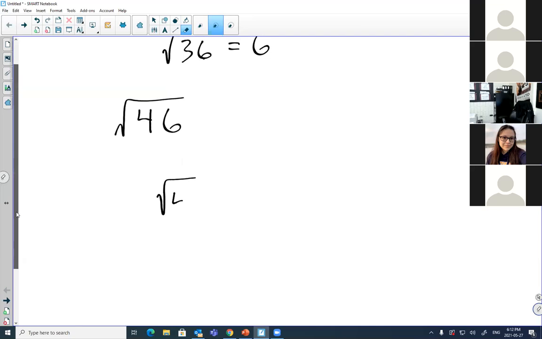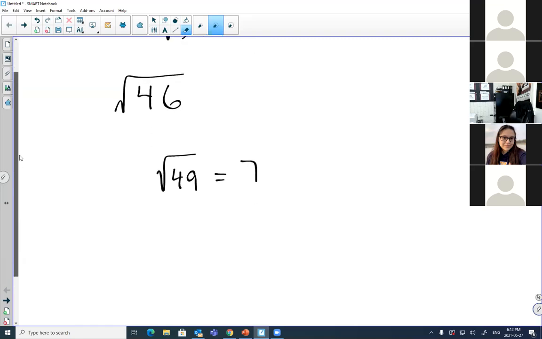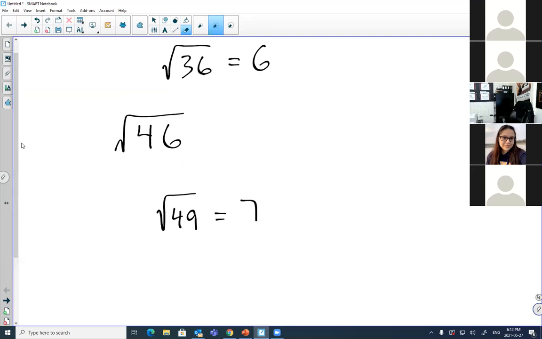Square root of 49 is? 7. Okay, here's the deal. Square root of 46 falls between 36 and 49, correct? So what's my approximate? What do you think it might be? 6.5. 6.5, or 6 point something, 9, 8, whatever. Is there a range?